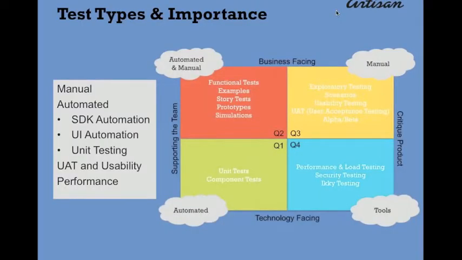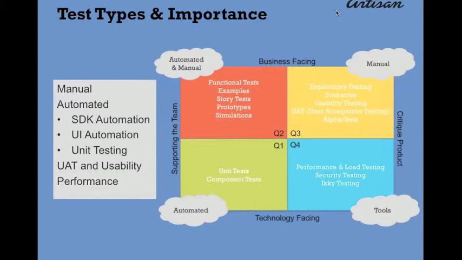That's a little bit about the challenges that we face. So to tackle these, we have a bunch of different types of testing that I'm going to talk you through and the importance of each one of them. So at a high level, we've got manual testing, which is pretty standard. We've got automated testing and a few different versions of it. We do UAT and usability testing and performance testing.